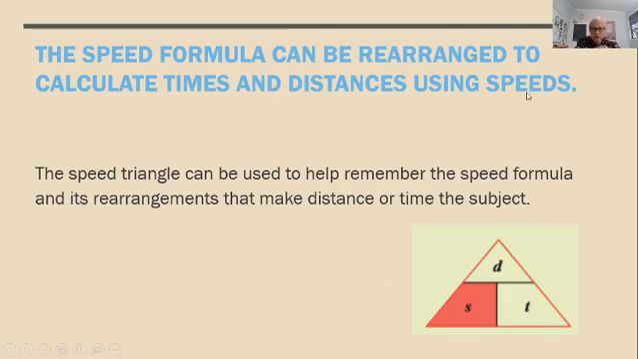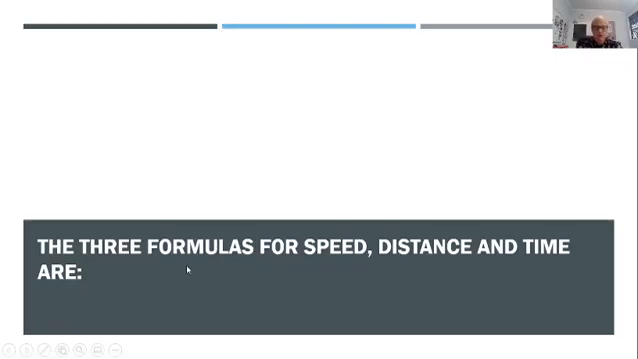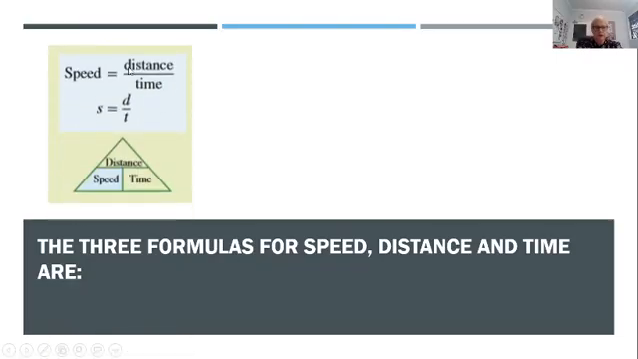So the speed formula can be arranged to calculate times and distances using the speeds. So the speed triangle, so this is the triangle, can be remembered for the speed formula, and its rearrangements make either distance or time. So if you play with these three, you can see what the formula is, and I'll show you what I mean here. Okay, three formulas: speed is equal to distance over time. You can see speed is highlighted, so it's distance divided by time.